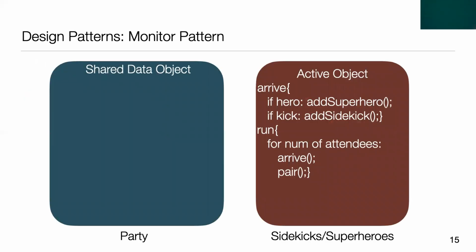With the threads paradigm, the monitor pattern applied to the party matching problem looks like this. The active object generates attendees, and the data object manages the party.